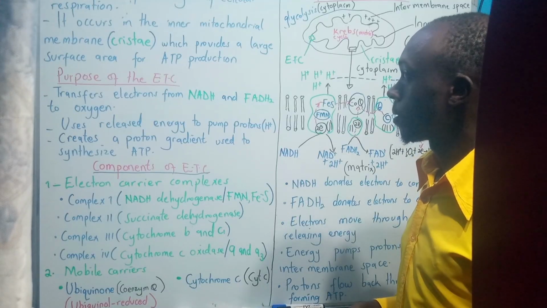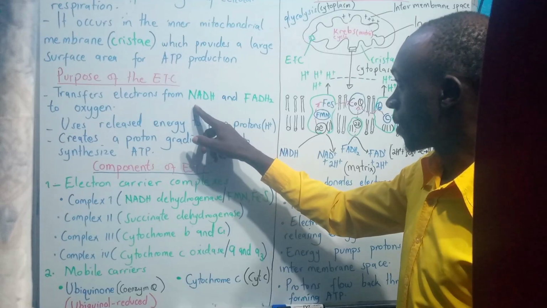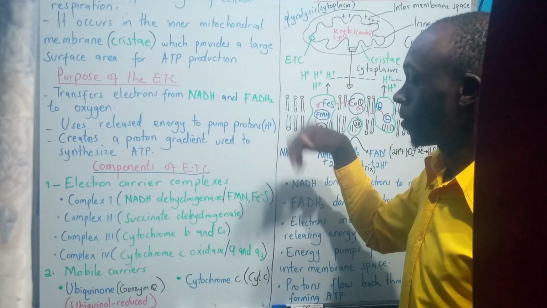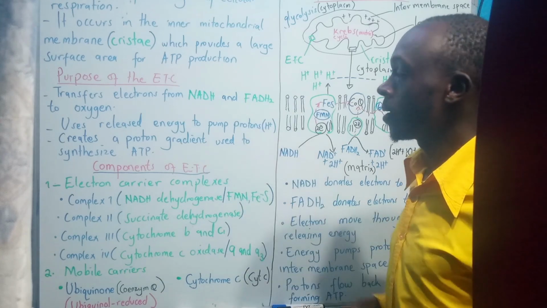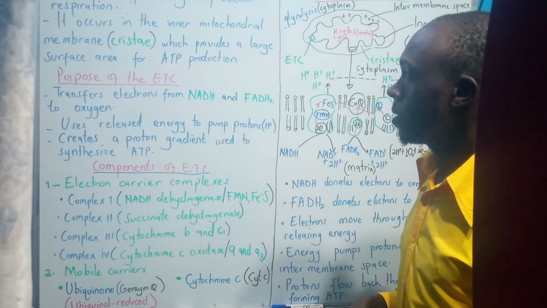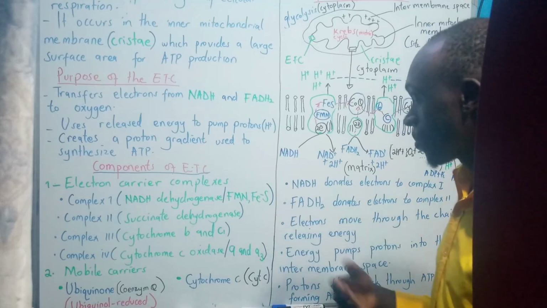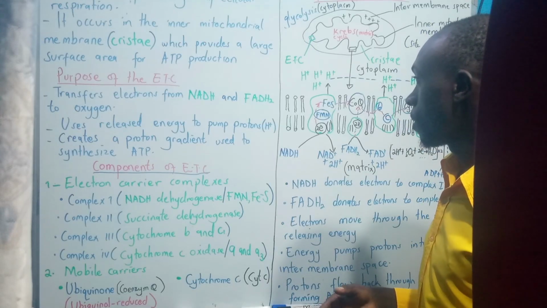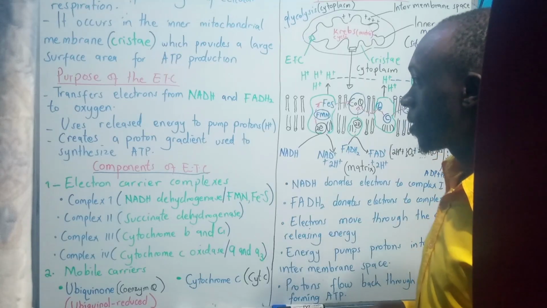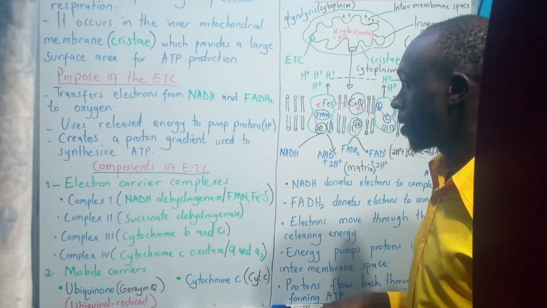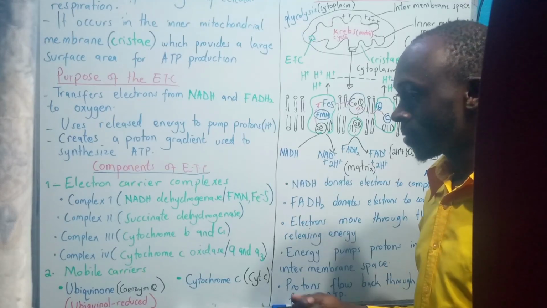Purpose of the ETC. We have looked at the first purpose, that is the transferring of electrons from reduced NAD and reduced FAD. What are the sources of electrons? The sources of electrons are reduced NAD and reduced FAD. Point number 2, it uses released energy to pump protons, not electrons. We are going to see how that energy is created to pump protons. Number 3, it creates a proton gradient used to synthesize ATP. The proton gradient that we are going to see, we know very well that protons are positively charged.